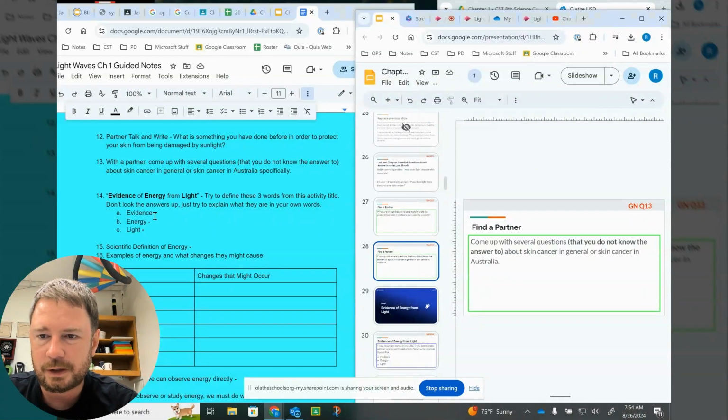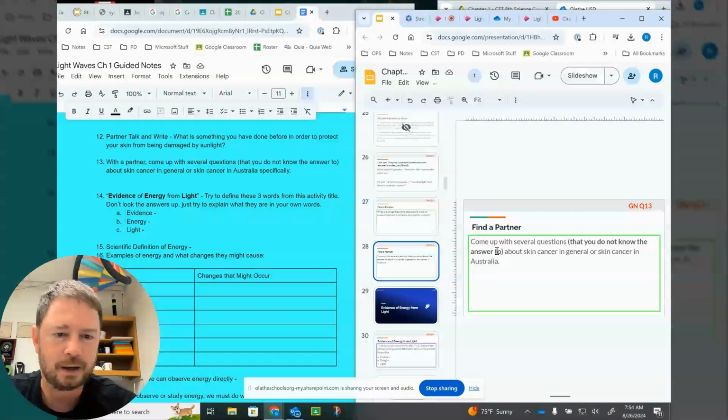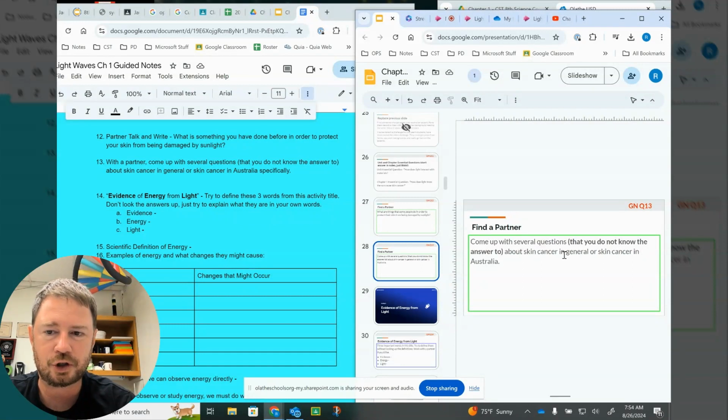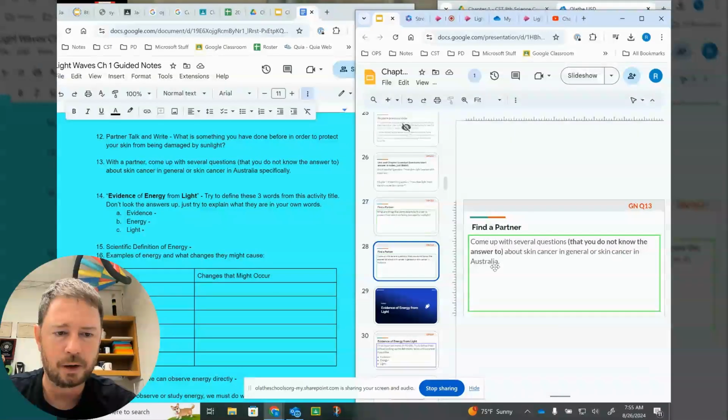Question 13. Come up with several questions, ones that you do not know the answer to, about skin cancer in general or skin cancer in Australia specifically.